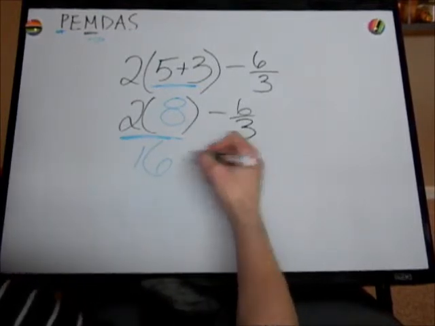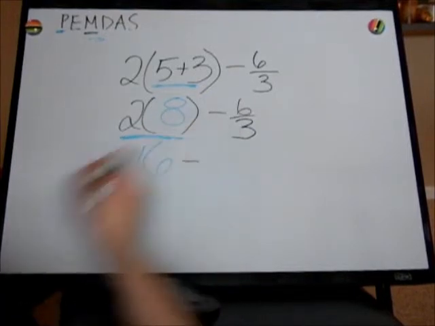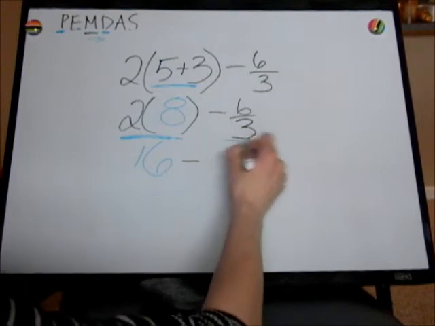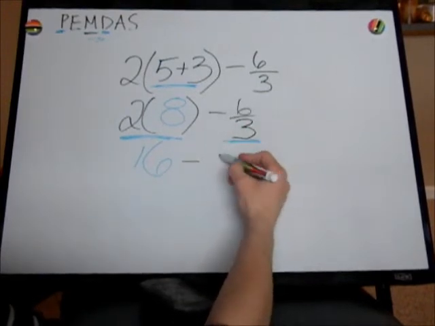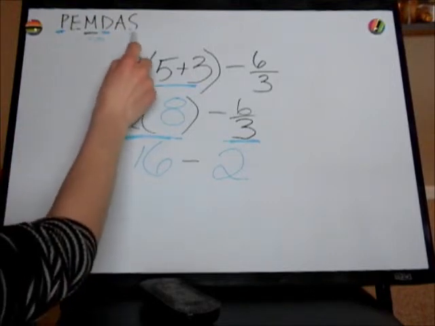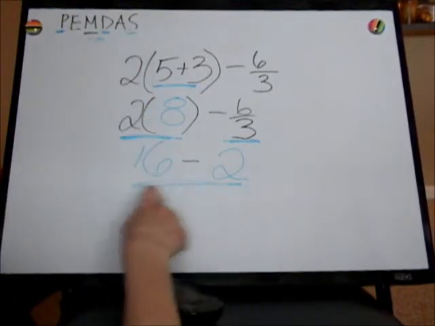So we can also do the 6 divided by 3 next, which equals 2. Then at last we'll do subtraction. So 16 minus 2, which equals 14.